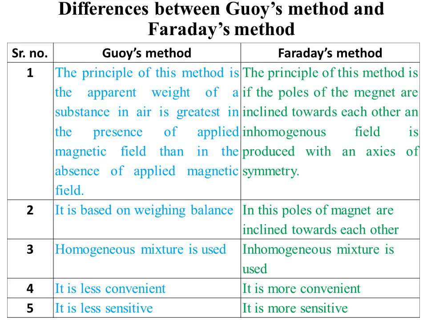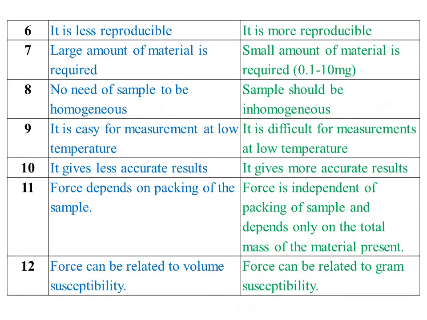Gauss method is less convenient while Faraday's method is more convenient. It is less sensitive, Gauss method, while Faraday's method is more sensitive.